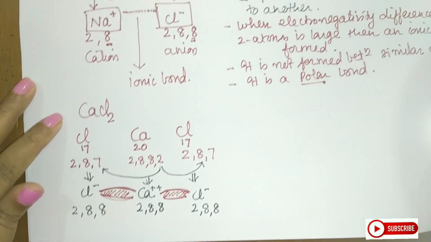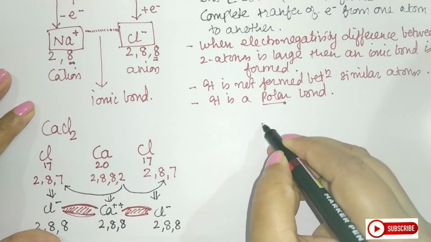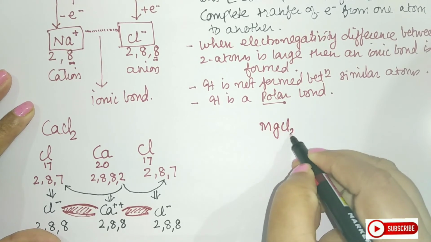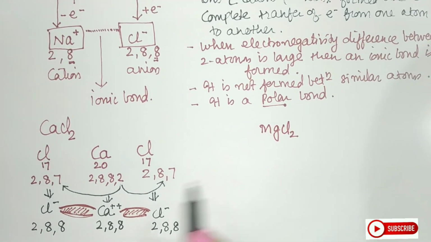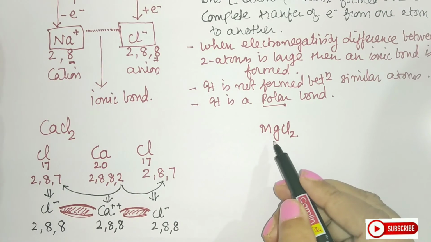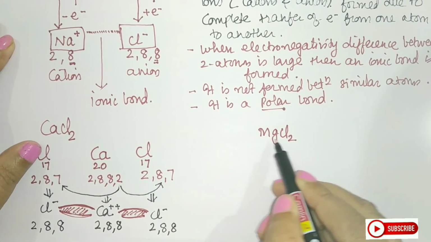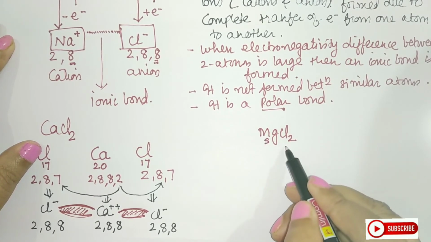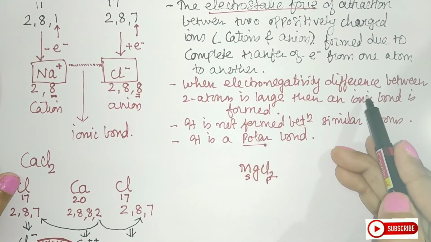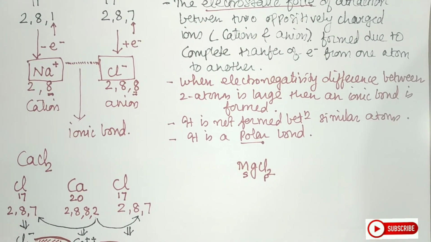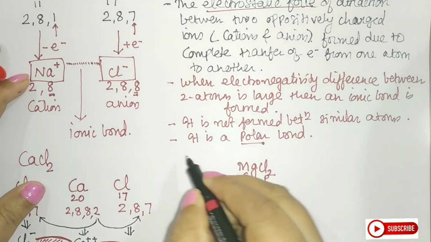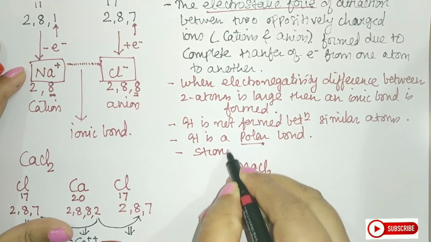Similarly, students, you can try for magnesium chloride. If you see magnesium, the case will be the same. You should have one element from the P block and the other must be from the S block. So this is from the S block and this is from the P block. The electronegativity difference must be large in order to form an ionic bond. Students, when an ionic bond is formed, the bond, as I said, becomes polar and therefore this bond becomes stronger, and so this is a stronger bond.